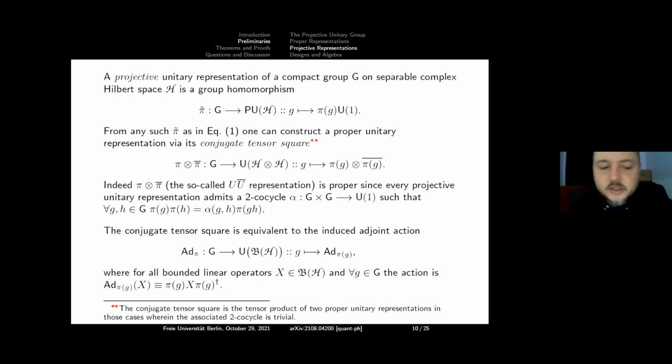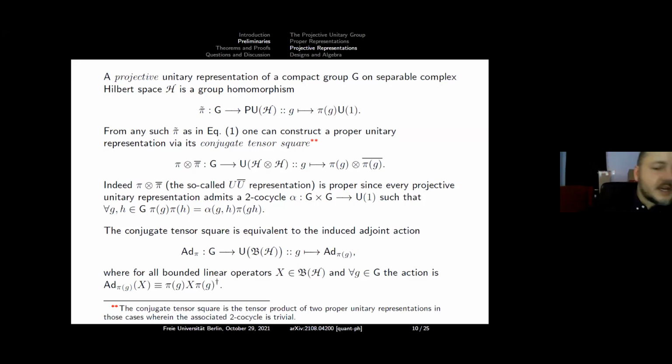The conjugate tensor square is equivalent to the adjoint action, so inherited from the special linear group. So let me say that the induced adjoint action is another unitary representation of G. So it's a unitary representation, on unitary operators on bounded linear operators on the original Hilbert space. So there's this tower. Little g gets mapped to Ad pi of g, and the action for all little g is conjugation by pi of g.